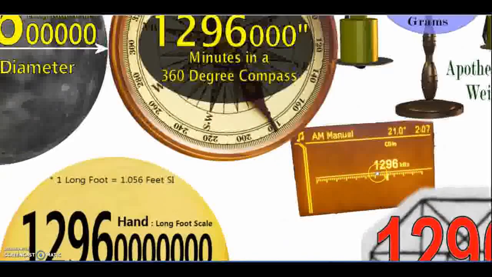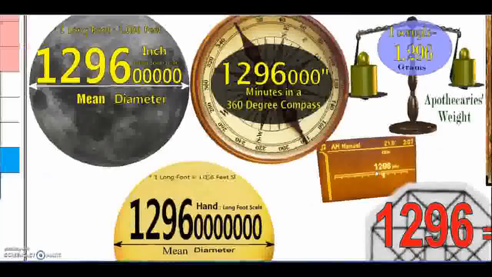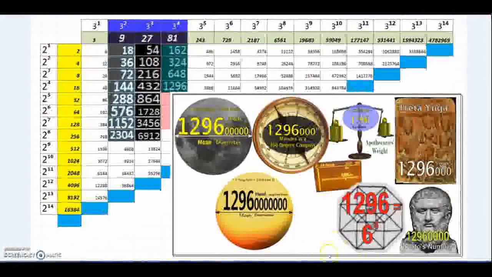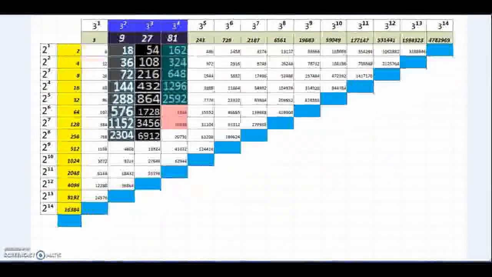Once again, even in Australia, the way they've set up the AM and FM frequencies, they've done it spot on. Very, very hermetic. And so once more, we have astronomy, we have the compass, we have weights, measurements of time, and again, the same sort of themes continuing.